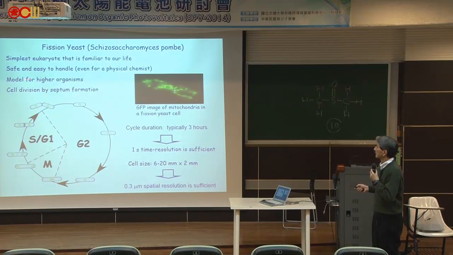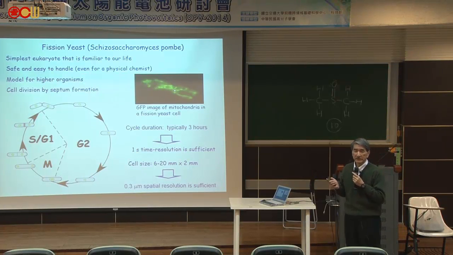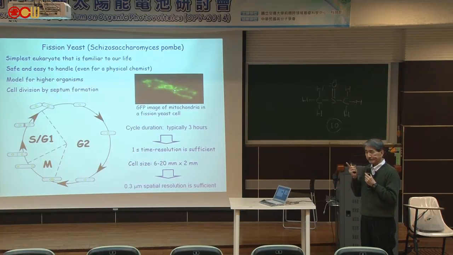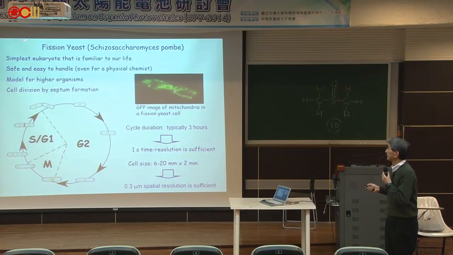It is also a model for higher organisms, because it goes through this kind of cell division. Cell division is a very fundamental process of living things, and we can look into that process by looking at cell dividing. Okay, so this is the fission yeast that we selected.